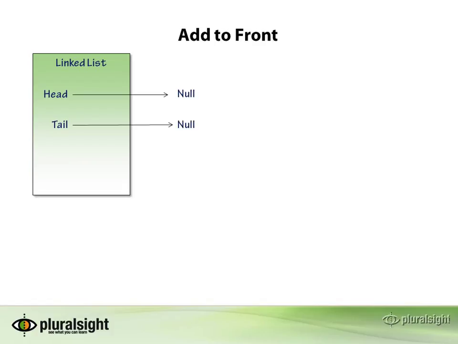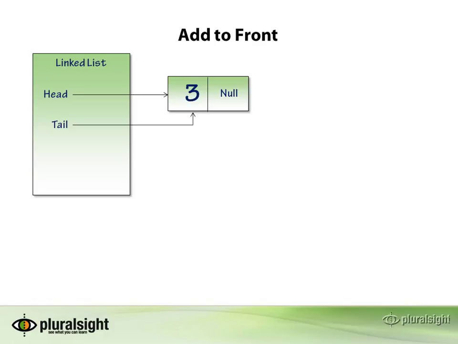The first step to adding a node is allocating the node. In this case, we've allocated a node with the value 3. Adding this node to the linked list means first pointing the head and tail pointers at this node. Since the list has only one item, the head and tail pointers will both refer to that same item. Now the linked list has a node to start the rest of the chain.